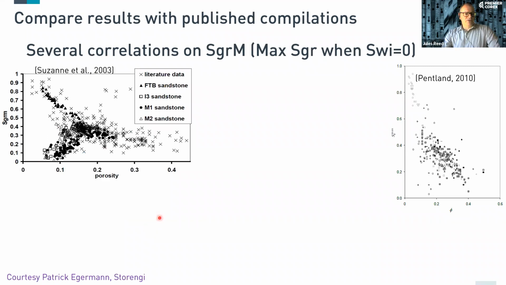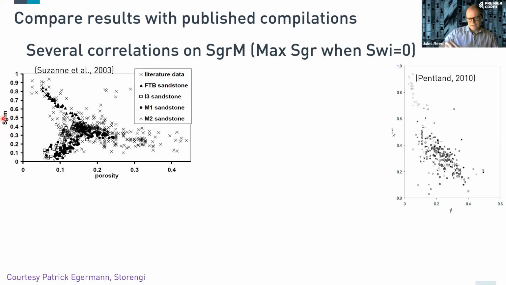What I would also suggest is comparing your results against various of the literature correlations. So there are a few. There's this one from Suzanne et al. in 2003, where they were, in this particular case, looking at porosity. And this is maximum residual gas saturation. And we'll come on to that in a little.